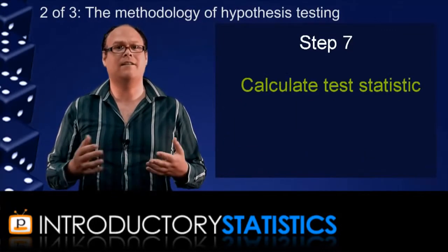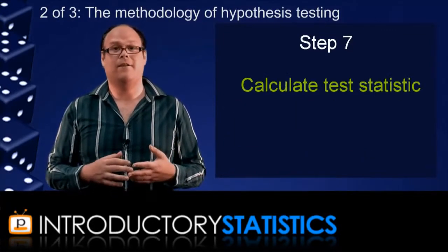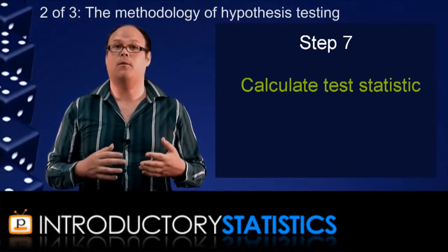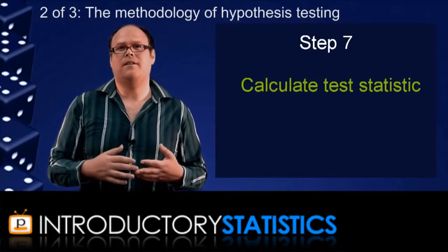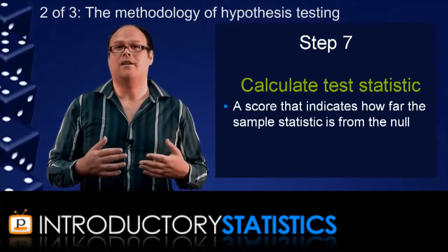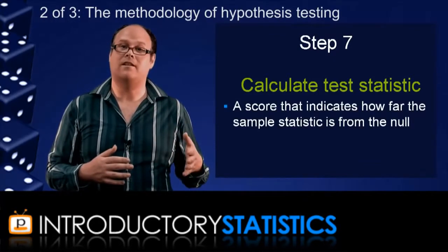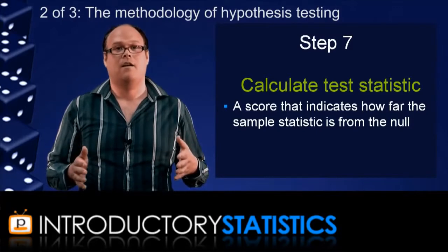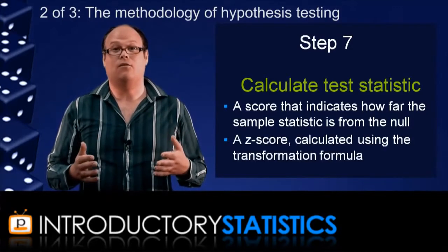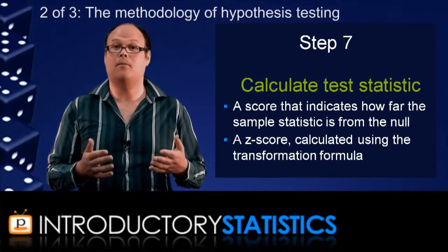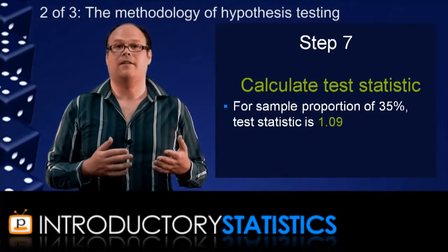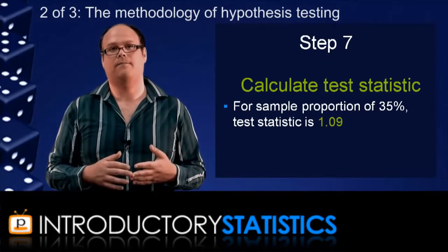Next, you calculate the test statistic. The test statistic is a very important number in your test. It'll determine whether or not you have enough evidence to reject the null hypothesis. Put simply, the test statistic is a score that measures how far your sample statistic is from the null hypothesis. To be more precise, it's a z-score for your sample statistic using the transformation formula. For a sample proportion of 0.35, the test statistic is 1.09.